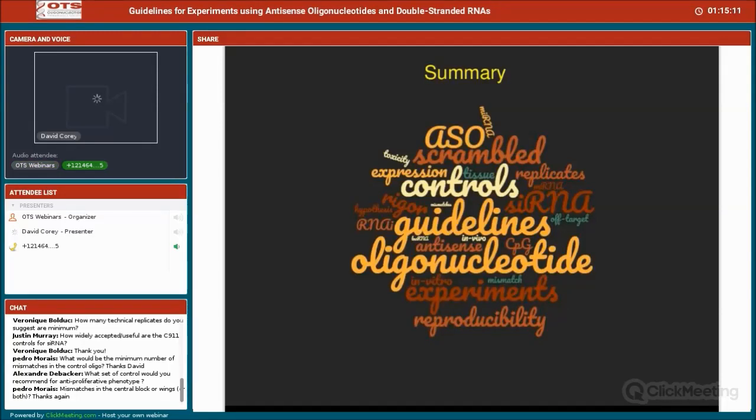Mismatches in the central block or the wings, thanks. If it's an antisense oligonucleotide, we spread the mismatches out throughout the sequence. If it's a double-stranded RNA, we also spread them out, but we make sure that we have plenty of mismatches, a couple of them in the seed sequence.